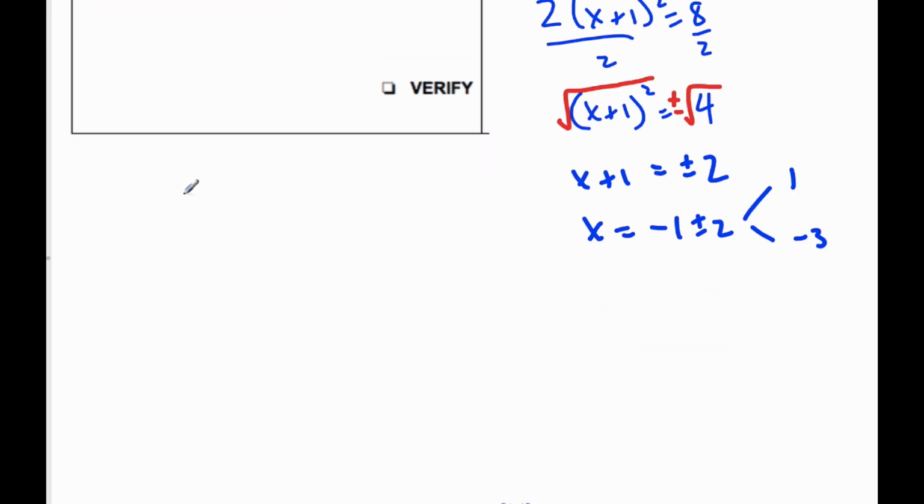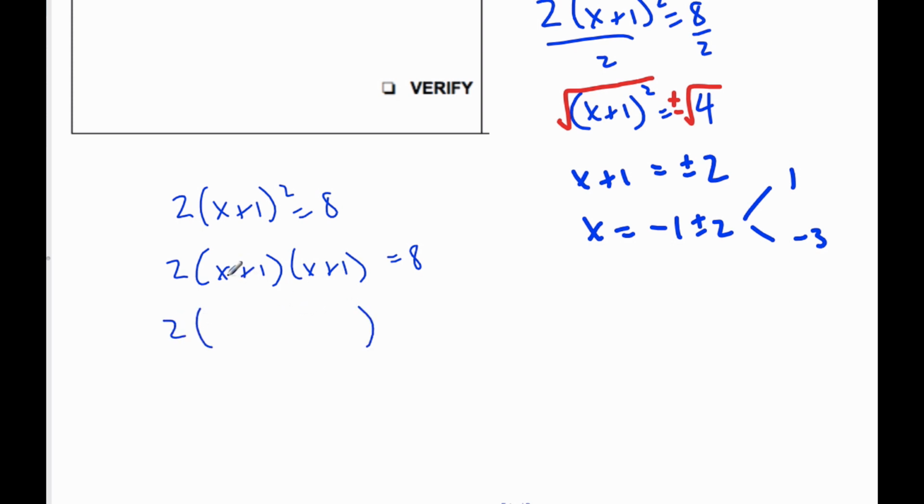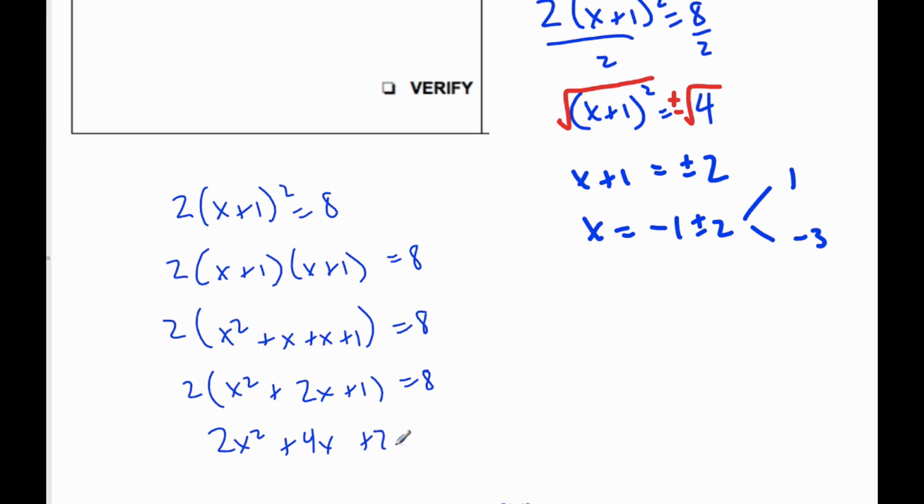If I choose to solve the problem another way, 2x plus 1 squared equals 8, the other way I could do is expand this whole side out. So it's 2x plus 1 times x plus 1 is equal to 8. Then I'm going to multiply this out. X times x is x squared. X times 1 is x. 1 times x is another x. 1 times 1 is 1, equal to 8. So I get 2x squared plus 2x plus 1 is 8. And then I can distribute this in. So it's 2x squared plus 4x plus 2 is equal to 8.